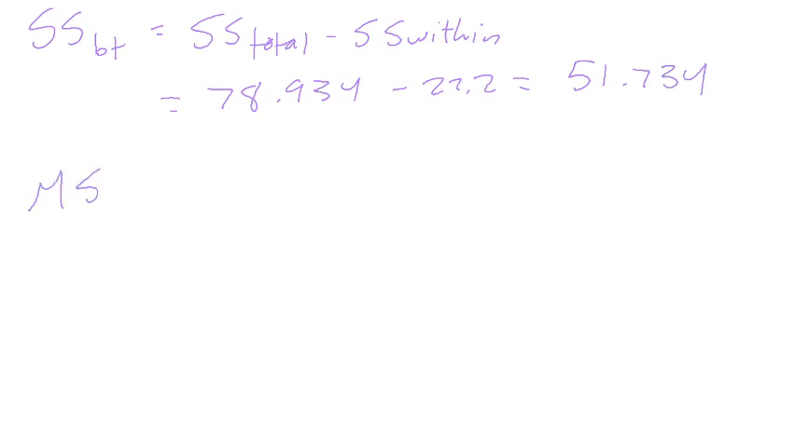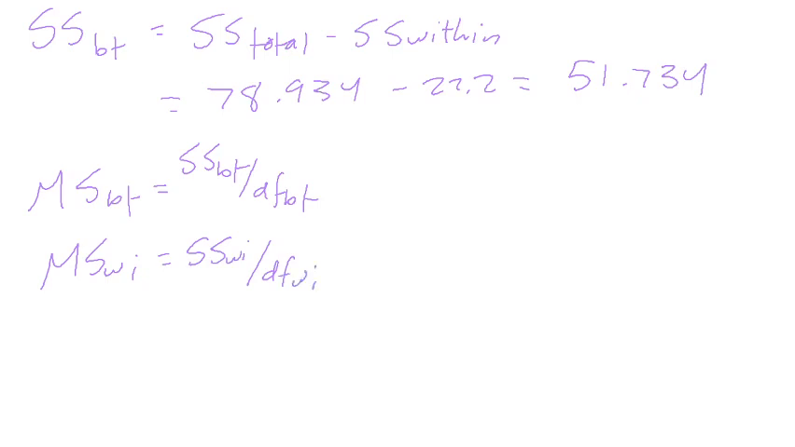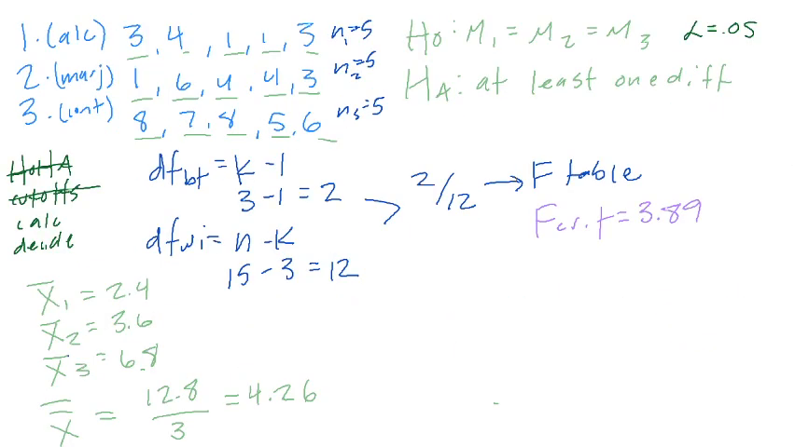So let's go ahead and get our MS between and our MS within. These are similar. We take the SS between over DF between, so sum of squares over degrees of freedom, and we do the same thing here, but with our within groups information. So we have our between sum of squares right here, it's 51.734. And if we want to grab our degrees of freedom, we have to hop all the way back here.